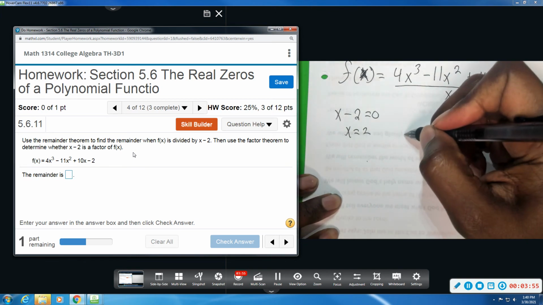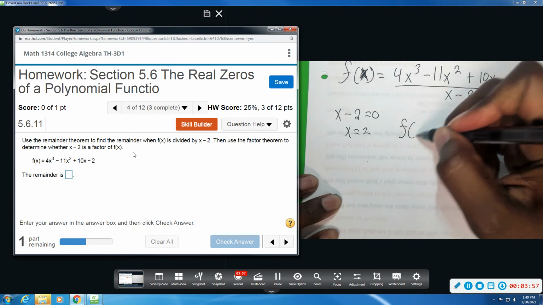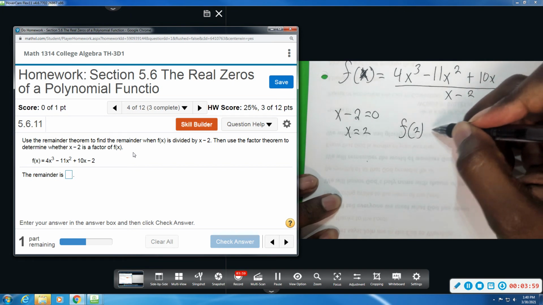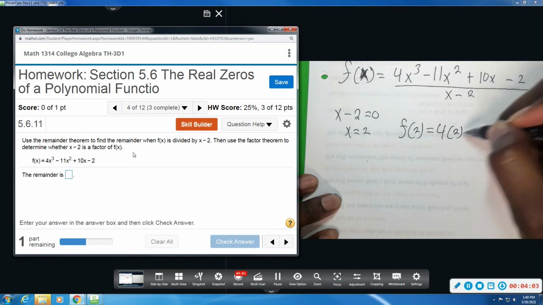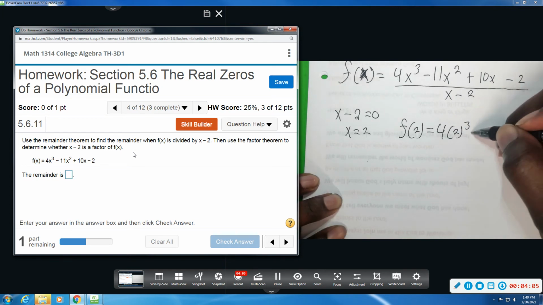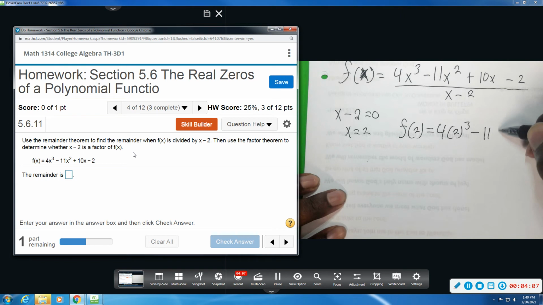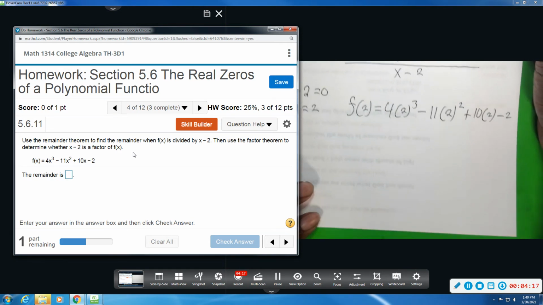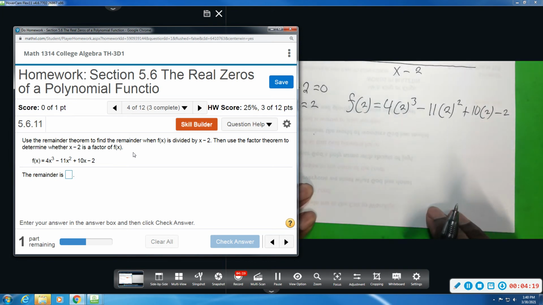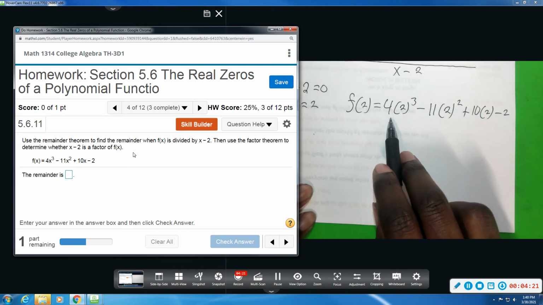So this is what we're going to do. We're going to take f of 2, and we're going to find out what that is. 4, and then we're going to plug in a 2 cubed minus 11, 2 squared plus 10 times 2 minus 2. All right, so there's 2 or 3 ways to do this. I'm going to show you a couple here. One is to do it by hand.